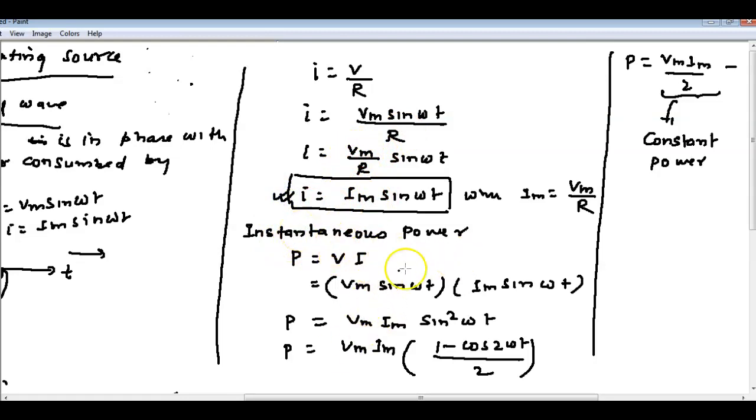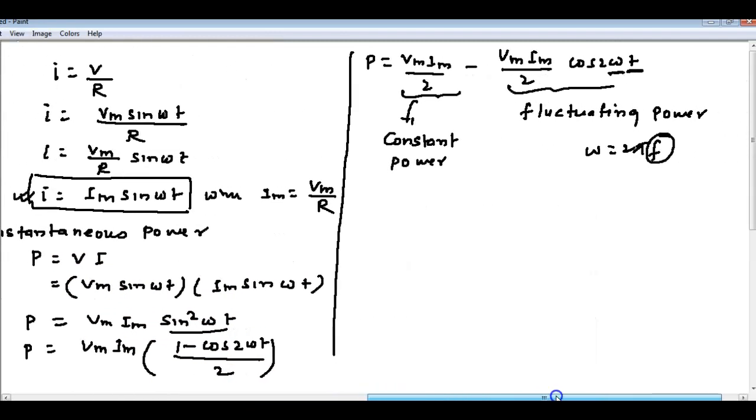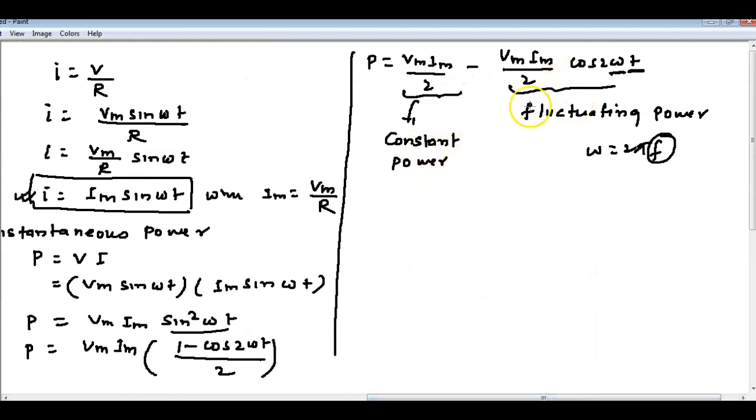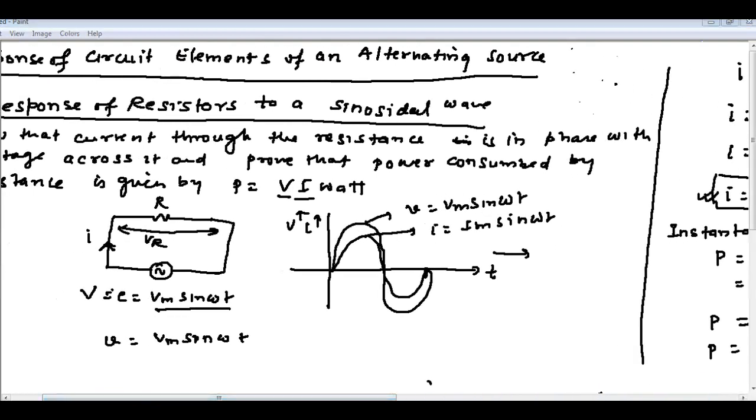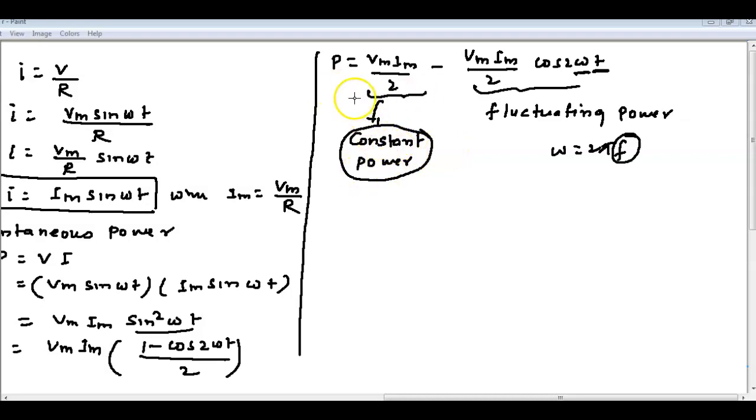For the instantaneous value of power, P is equal to VI. You can substitute the values. Sine square you can write as 1 minus cos 2 omega t by 2, and multiplying separately, the first term is constant because V and I are constant, so that power is constant. That's why it's called constant power, and the other term is called fluctuating power because it depends upon frequency and time. Any doubts so far?